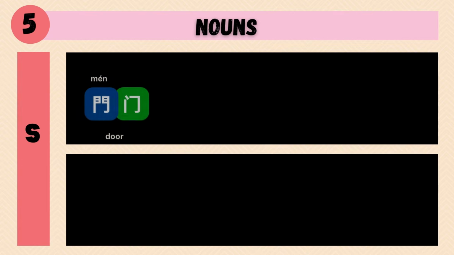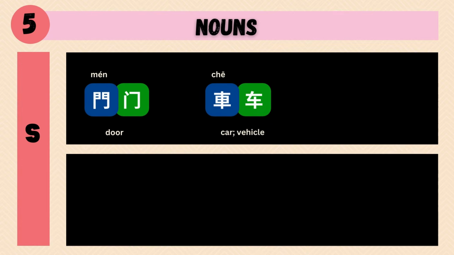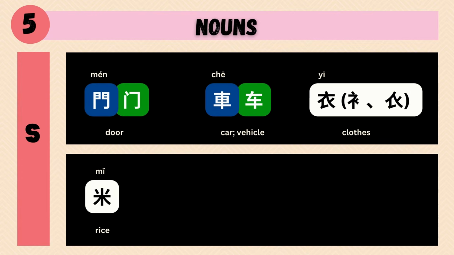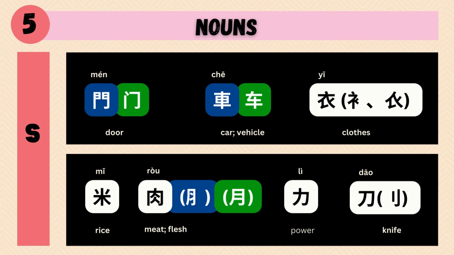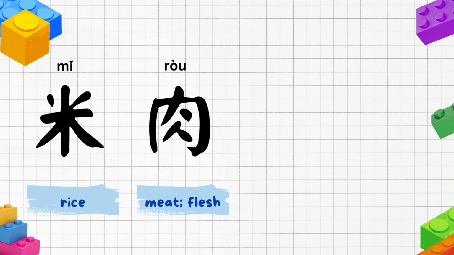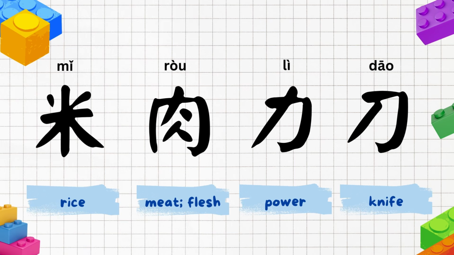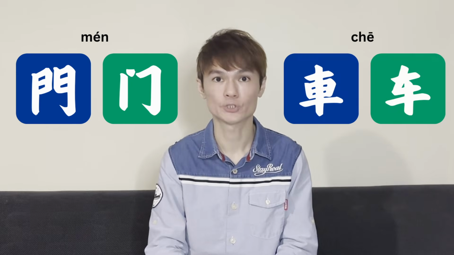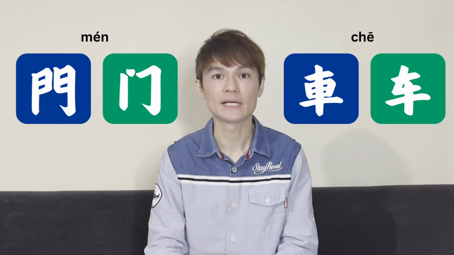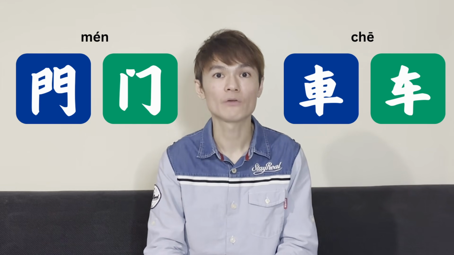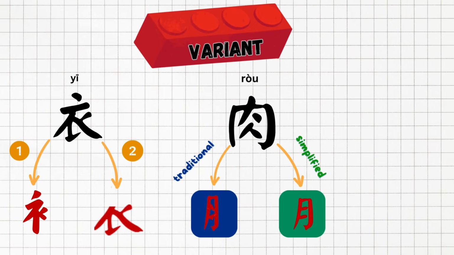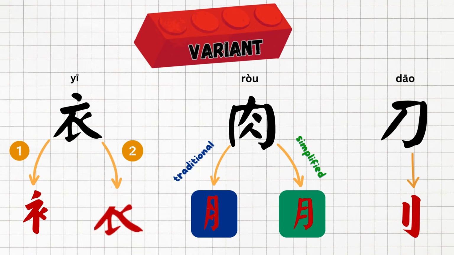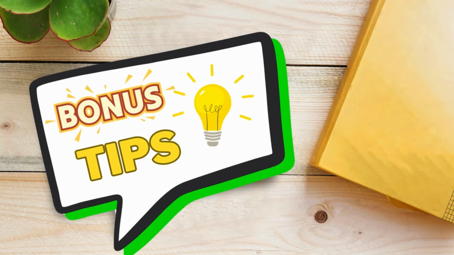In the last category, I group all the nouns together. They are 门, 车, 衣, 米, 肉, 力, 刀. Clearly, 米, 肉, 力, and 刀 are the same in both traditional and simplified forms. 门 and 车, highlighted in blue, are traditional Chinese, while their simplified forms are in green. 衣, 肉, and 刀 have variant forms, so please be aware.